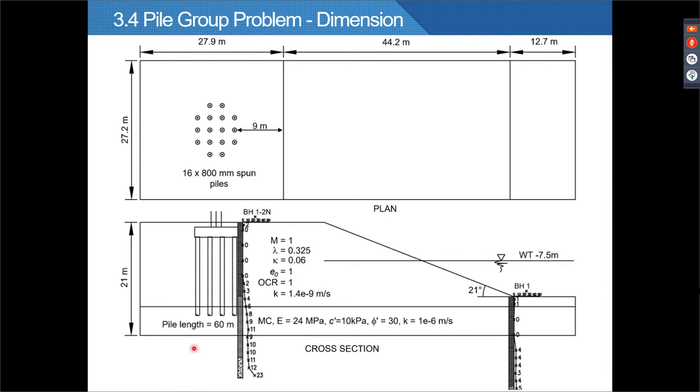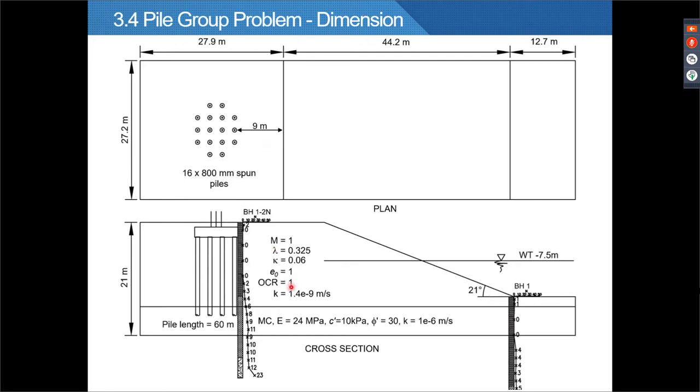Now, we do the 3D analysis for the pile group problem at the riverbank. There are 16 piles in this pile group. The pile diameter is 800 mm, close-ended. The piles were driven to set at about 60 meters. The distance from the pile to the crest of the slope is 9 meters. The slope is 21 degrees in gradient.